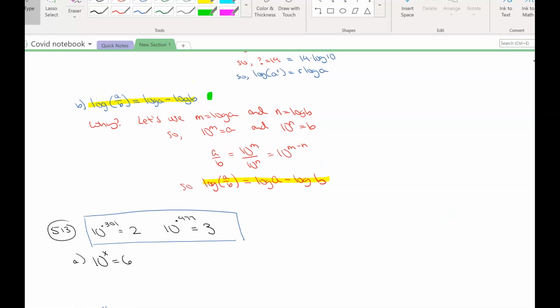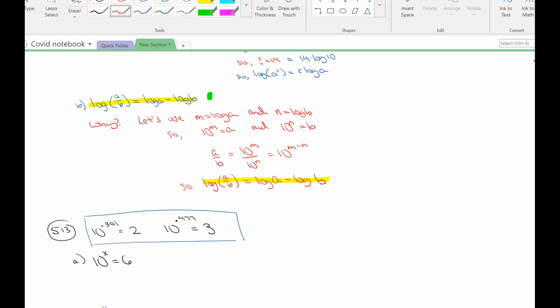Okay, so now we're going to go into 513. I'm going to do 513 part A and part B with you so you see what's being asked of you now. So you are starting here. They say start with these statements. They're giving you 10 to the 0.301 is approximately equal to 2, and 10 to the 0.477 is approximately equal to 3. And the question here is, what is x if 10 to the x equals 6?